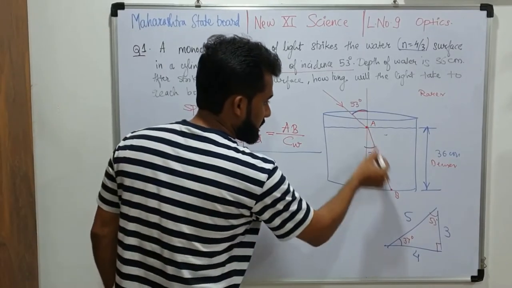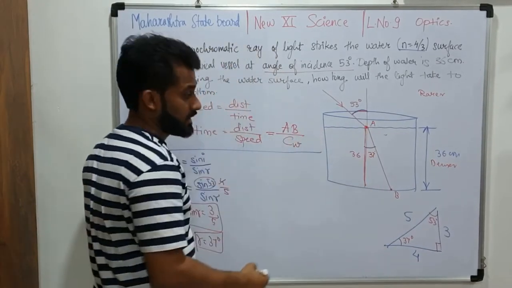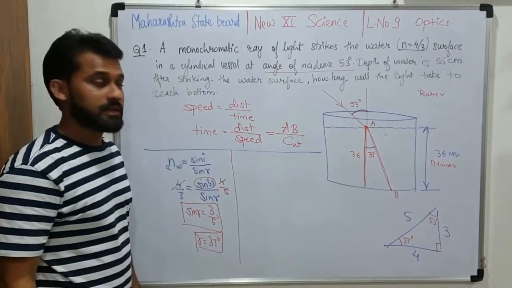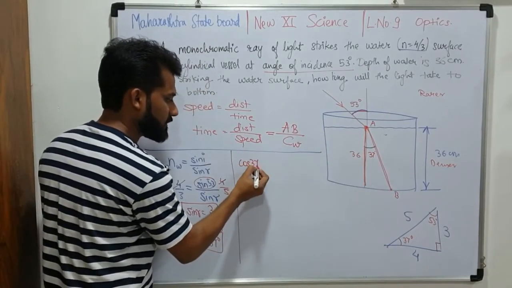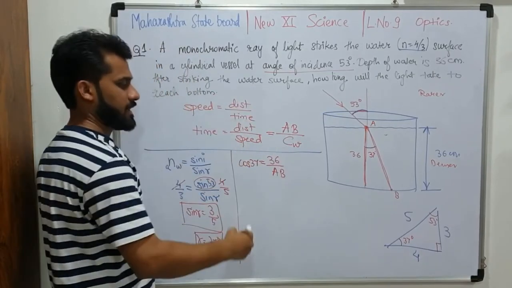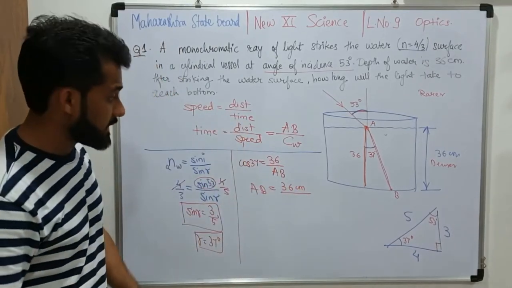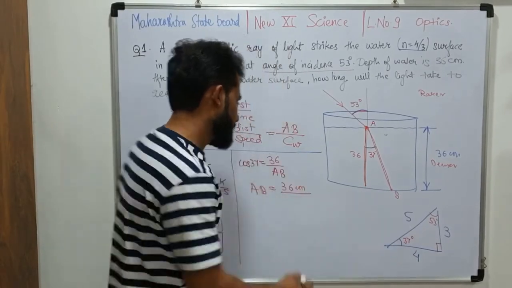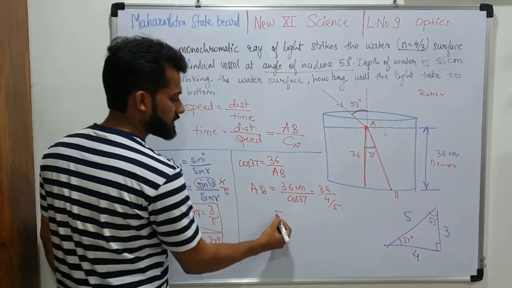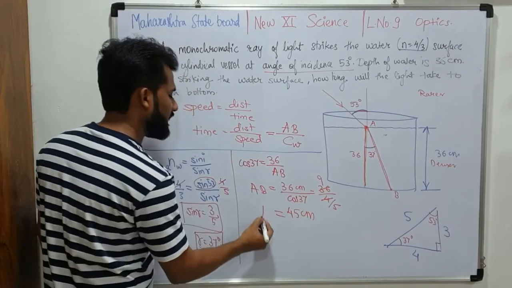Now, we are interested in distance AB. Since we know that this distance is 36, that is the adjacent side we know. If we know the adjacent side, you can find the hypotenuse. Which ratio do you have to use? We will use the cosine ratio. Cos 37 is equal to the adjacent side, which is 36, upon the hypotenuse, which is AB in this case. And cross multiplying, AB will be equal to 36 centimeters upon cos 37, which from this figure is 4 by 5. So 36 upon 4 by 5. Solving this, 4 nines are 36 and 5 nines are 45 centimeters is the value of AB that we get.